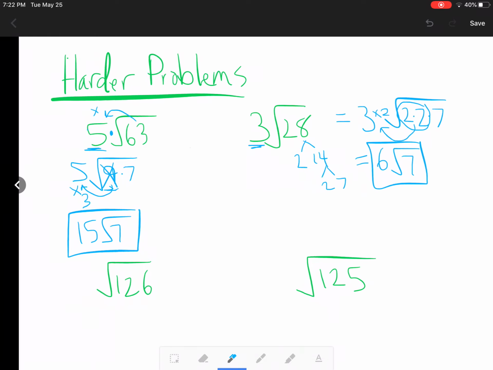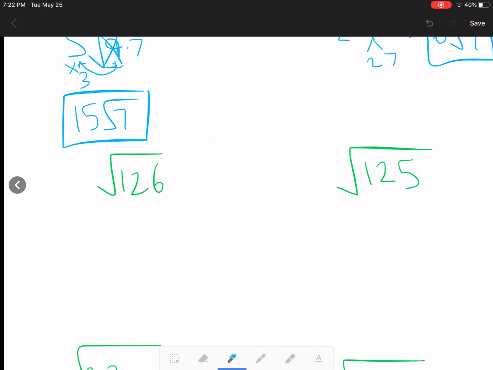Let's keep on going. Now we have bigger numbers. So here's where maybe you don't know your perfect squares off the top of your head. That's okay. What we're going to want to do is break it down into smaller and smaller numbers. Let's get a new color. Let's go red. Here, I'm going to break this down by taking out a 2. And when I do 126 divided by 2, I end up getting 63.